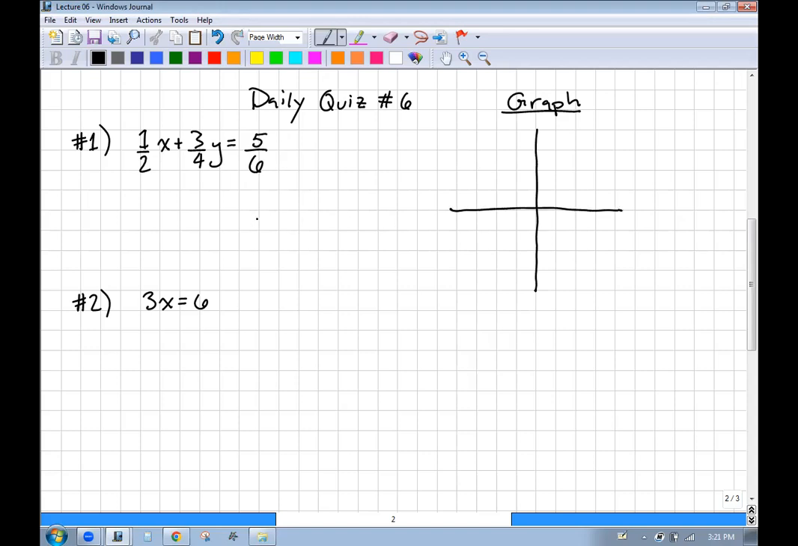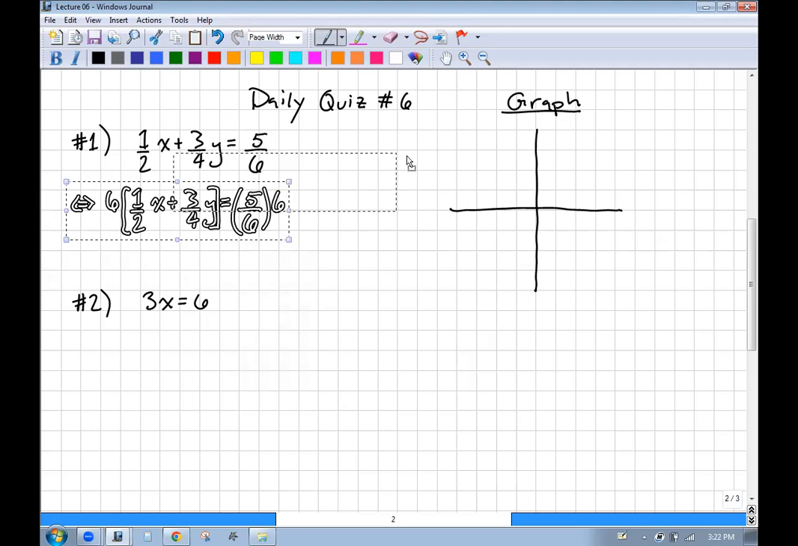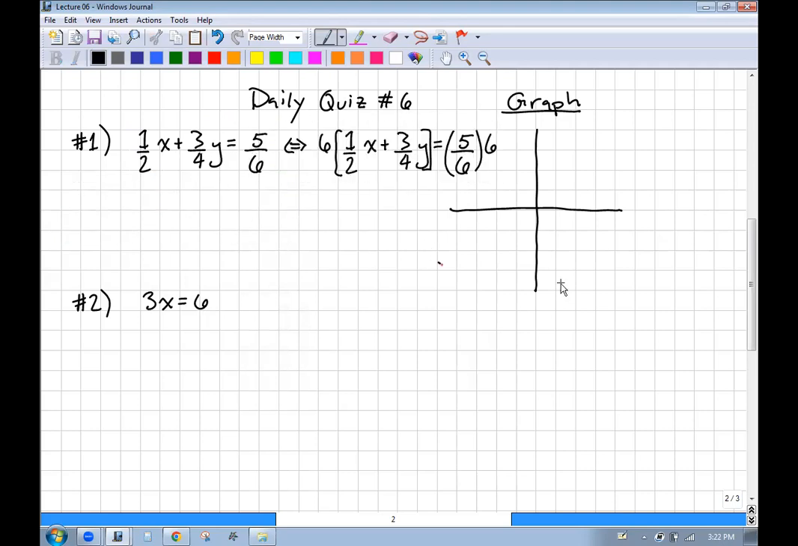Okay. So if we do, let's see, for this one, you know what? I hate these fractions. Let's get rid of them, right? So I'm going to multiply everything by 6. That's what I'm going to do. Multiply this side by 6 and this side by 6. I'm going to put this over here, and I'm going to move my graph over.